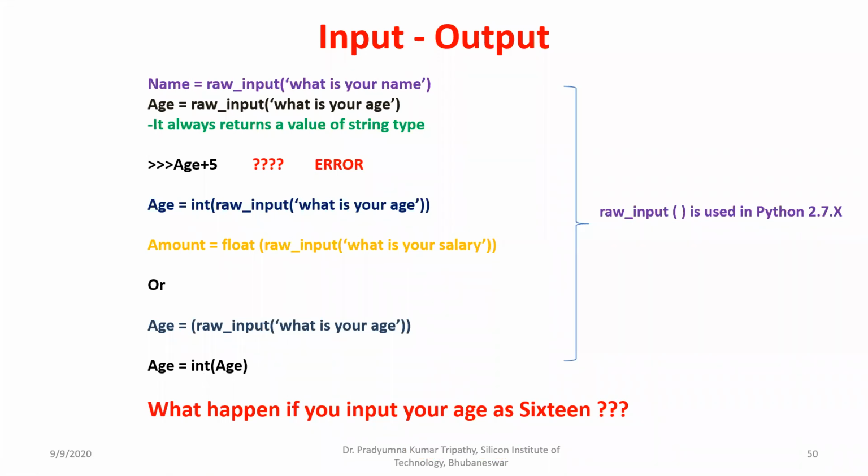But what happens if you input your age as sixteen in characters? Suppose this is sixteen written in words that you have inputted; it cannot be converted to integer, even if you write int, because those are characters which cannot be converted to integers in this way. So if your input is an integer, then only can you use int to convert it.